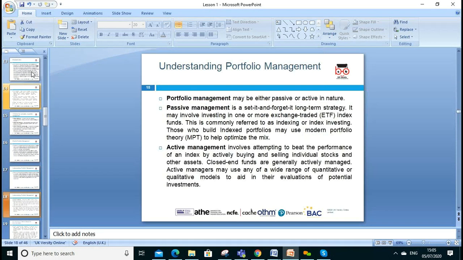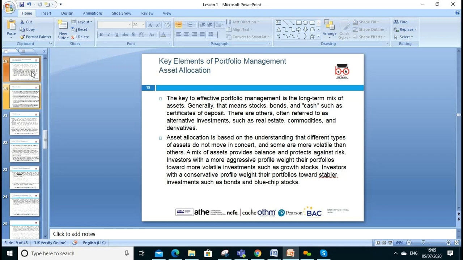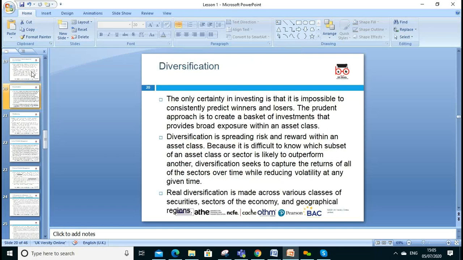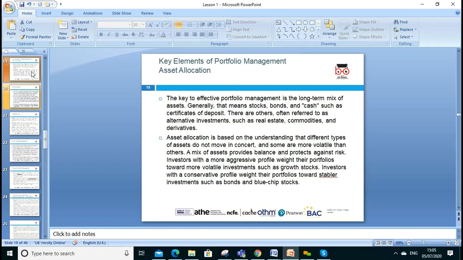Okay, as we said, what is a portfolio? Portfolio is the art and the science. We understand the portfolio on behalf of the clients. We discussed three approaches to portfolio management: passive and active. And the key element of the portfolio is the long term. We can look at the assets. We need to look at asset allocation based on understanding the different assets.